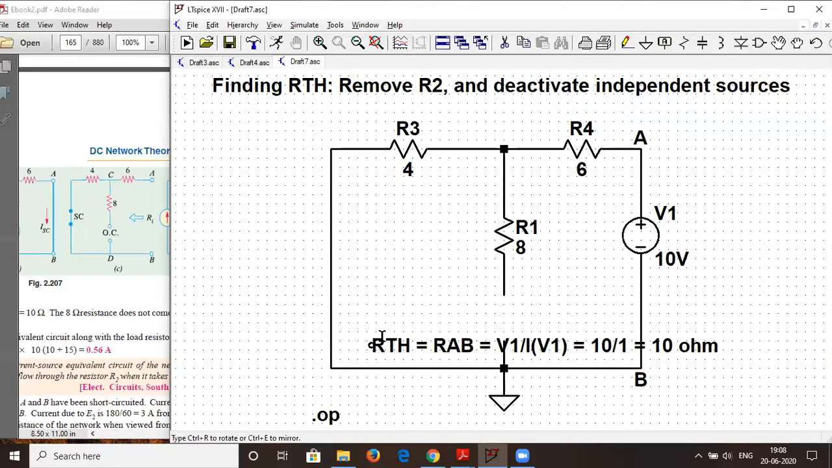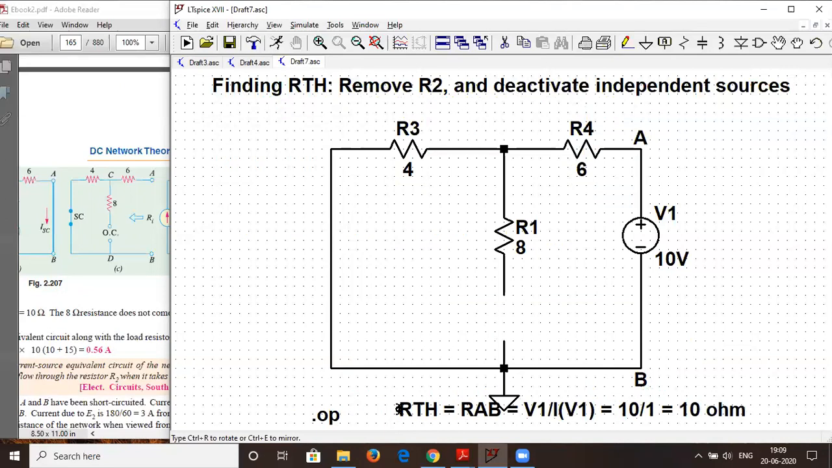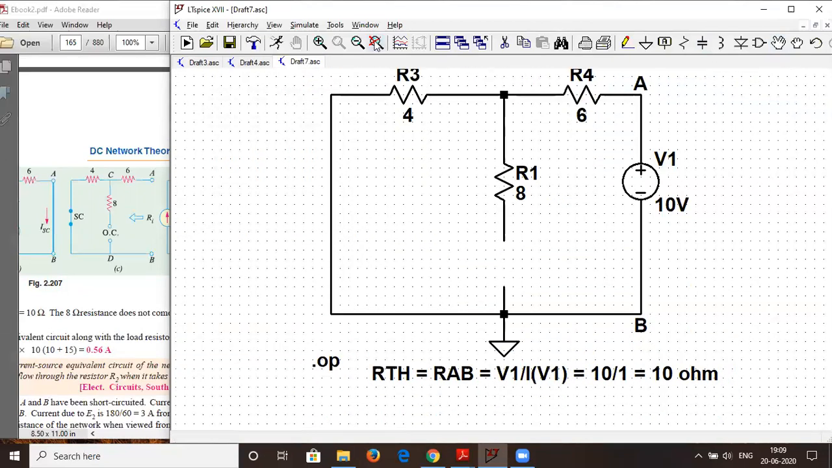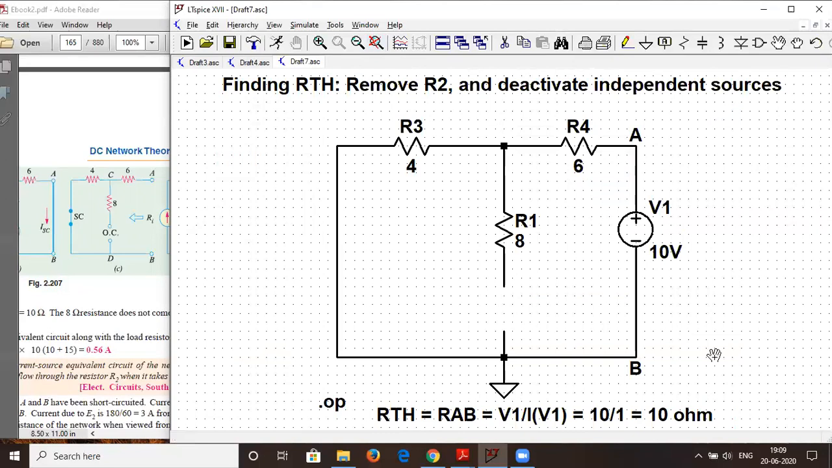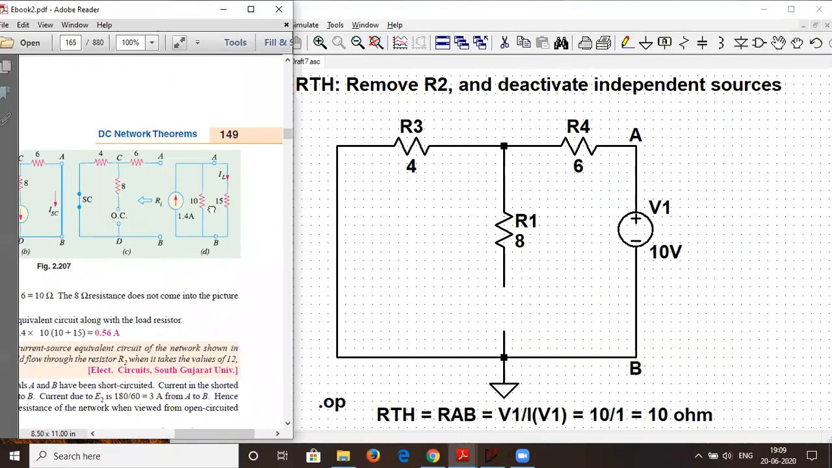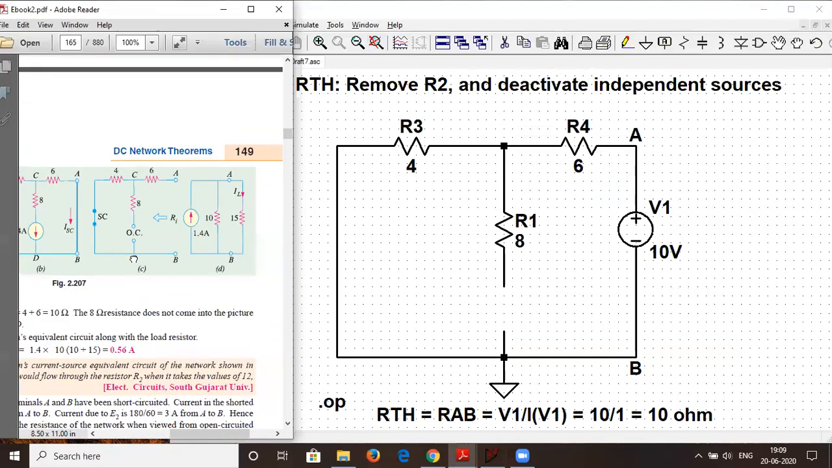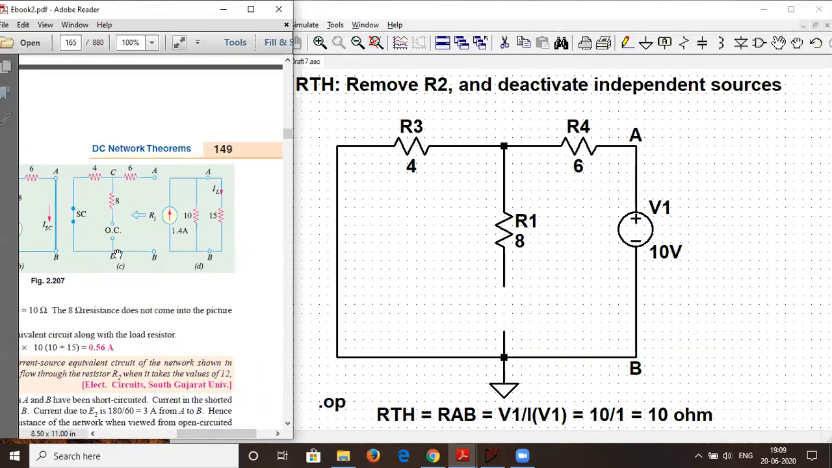Let me just add it a little down over here. Okay, I think I should push it a little down. Yeah, so here it is visible now. So RTH is coming out to be 10 ohms. Let us cross check this. Yeah, it is called Norton's parallel equivalent resistance basically.